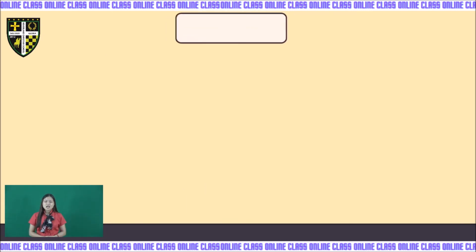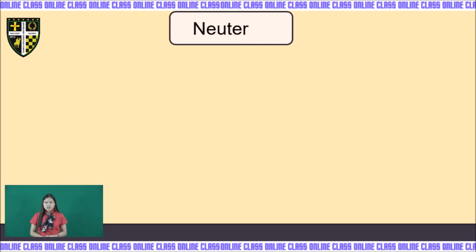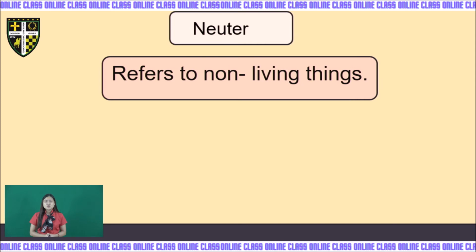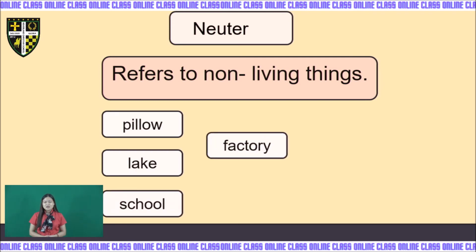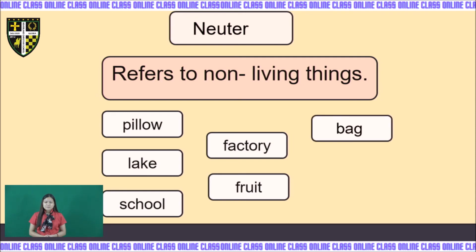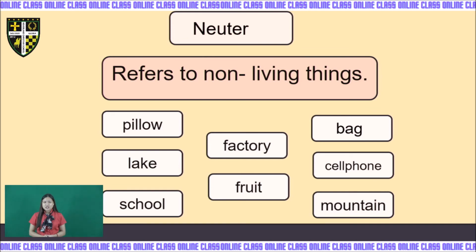So next one, we have the neuter. What about the neuter? The term itself refers to non-living things. Again, neuter refers to non-living things. For example: pillow, lake, school, factory, fruit, bag, cell phone, and then mountain. Those are examples of neuter.